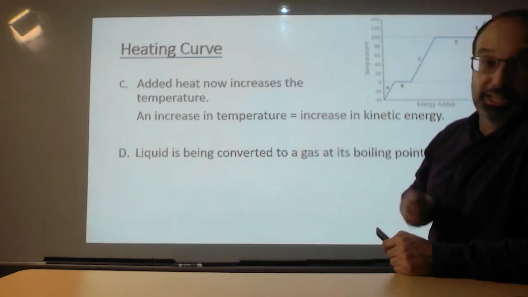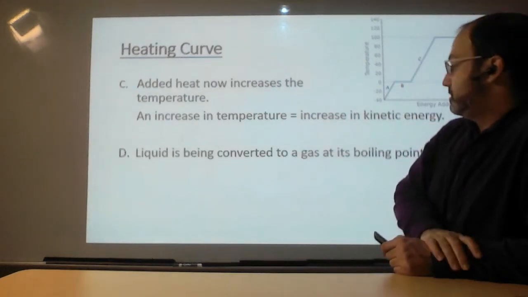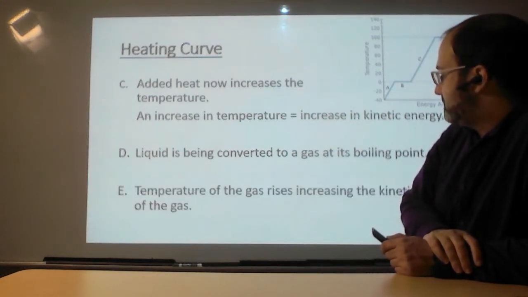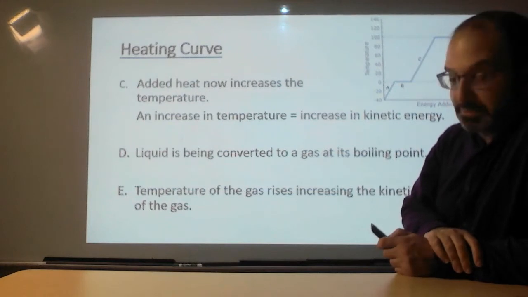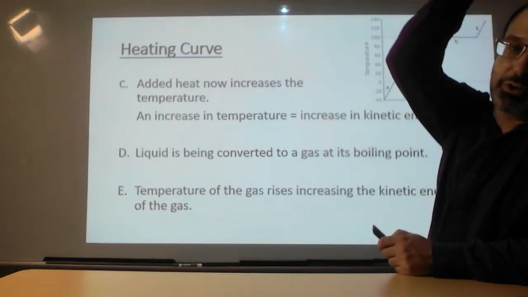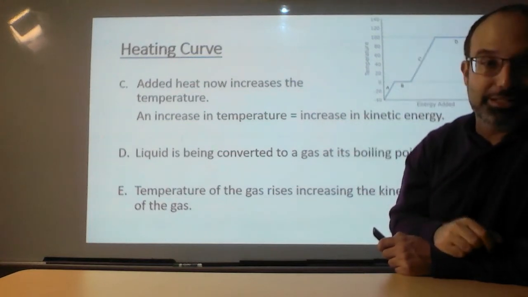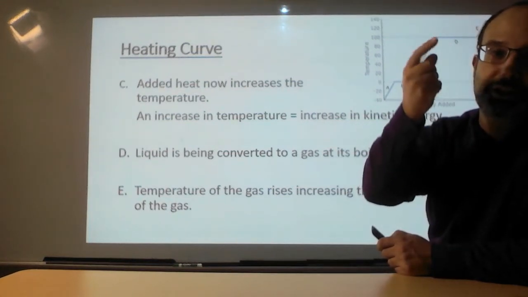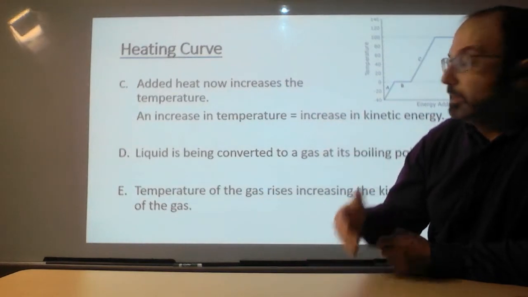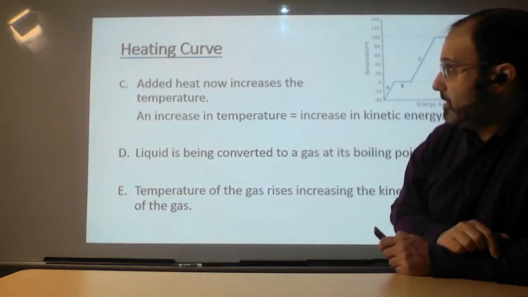In part D, so way up here, the liquid is turning into a gas at its boiling point. And then finally E, the temperature of the gas is rising, increasing the kinetic energy of the gas. If we kept going, right, if we kept going up this chart until we got all the way up to the plasma level, we'd see the same thing. We'd have a flat transition here when we went from a gas to a plasma. Okay, so that's what a heating curve is.